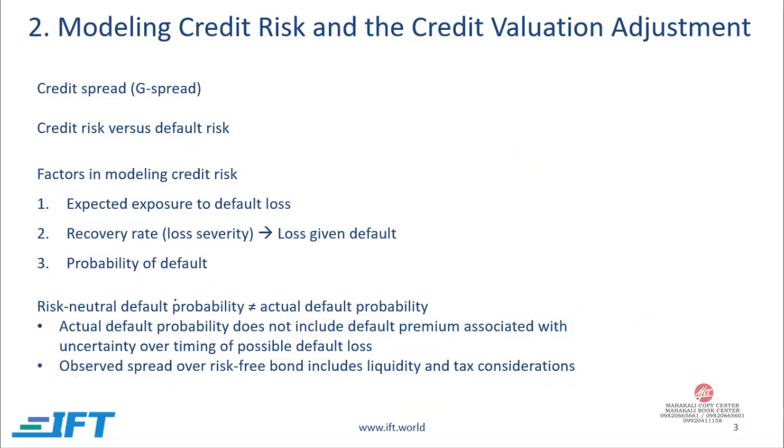So the question now is, how do we calculate this risk-neutral default probability? Let's say that risk-neutral default probability is denoted by P star. We want to calculate this P star such that the present value is 100. So if we have P star, what is our future value?